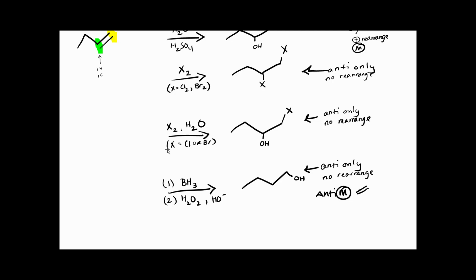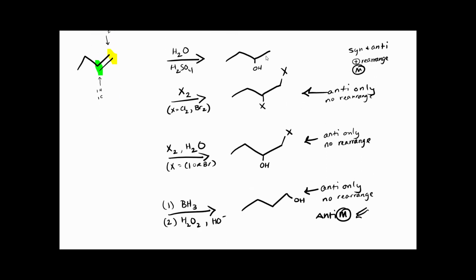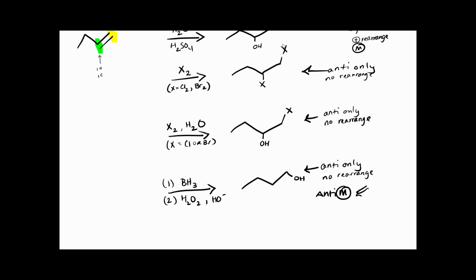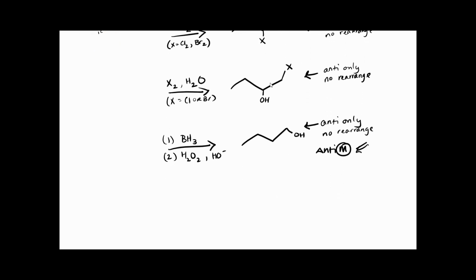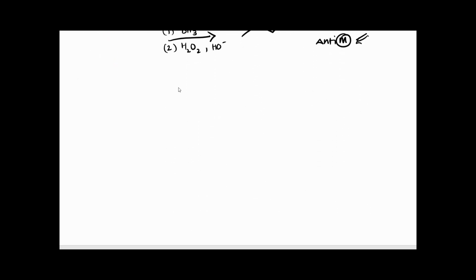Because this is anti-Markovnikov, the hydrogen ends up going to the more substituted carbon, where the OH ends up on the less substituted carbon. So depending on the reagents that we use, we can make 1-butene an alkyl halide. We can make it a secondary alcohol. We can put a vicinal dihalide, so 2 halogens on it. We can make it a halogenated alcohol, secondary alcohol, or we could make it a primary alcohol. So those are the general reactions for our pi bond.